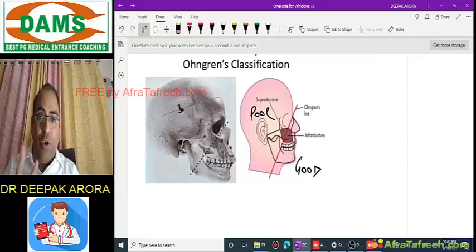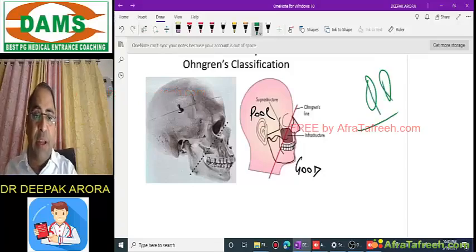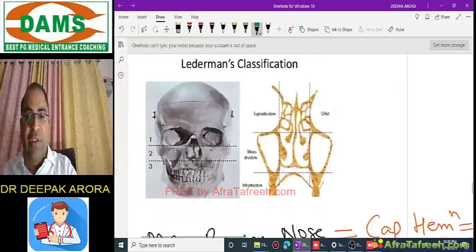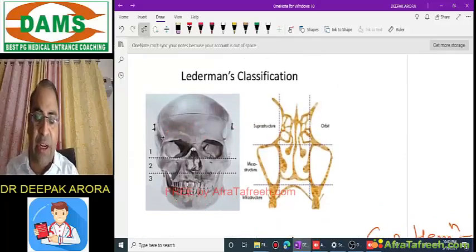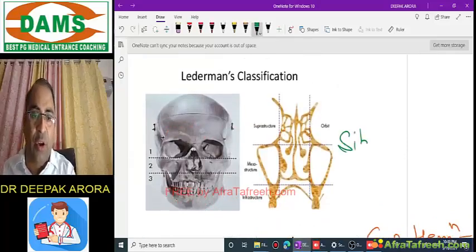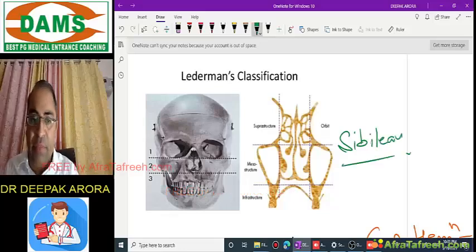Malignancy, 2 classifications. Organs classification: medial canthus to angle of mandible, expected MCQ, upcoming NEET examination. Tumor below the line, good prognosis. Tumor above the line, poor prognosis. Second classification, sir, Ladderman classification. What is the horizontal line known as? Horizontal line known as lines of Sibylle.